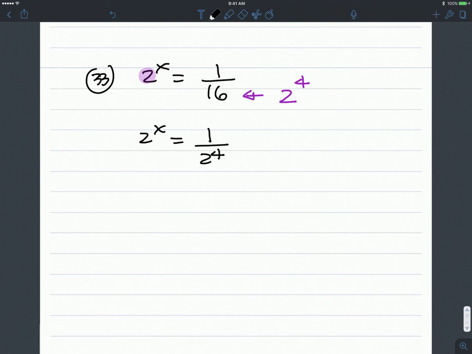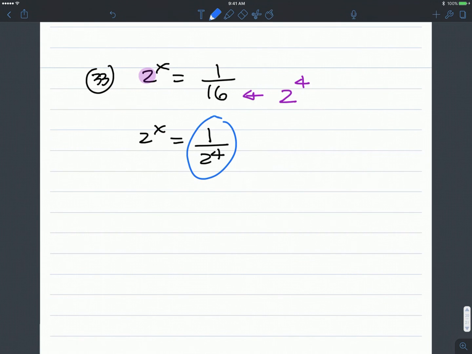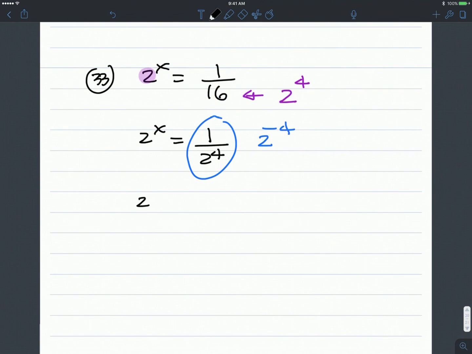What do we do? What is this? What is this part? What is this? Remember this? Uh-oh. How do I write this part here? 2 to the negative 4. Good. See, 2 to the x is 2 to the minus 4 power.